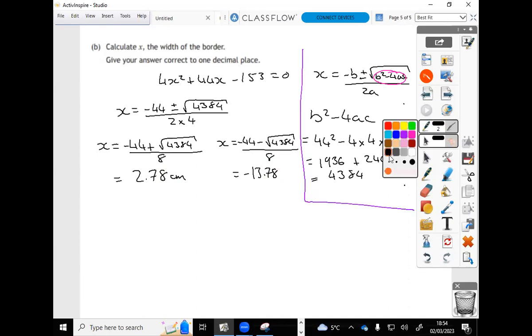Okay, now again, we're getting two answers. We're getting a positive answer and we're getting a negative answer. Now thinking about what it's asking, calculate x, the width of the border. Well, the width of the border can't be a negative, so we can't have it being negative 13.78. Okay, we've got a positive 2.78. Looking at the numbers, that makes sense.